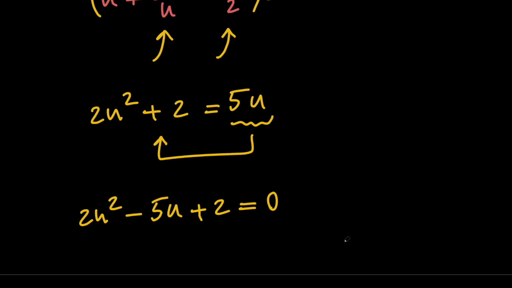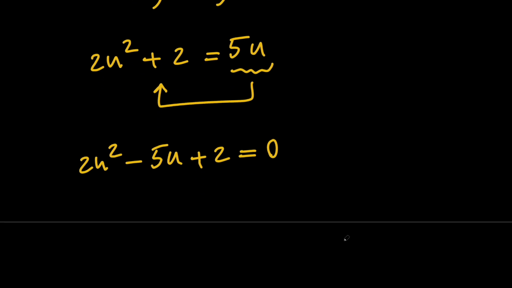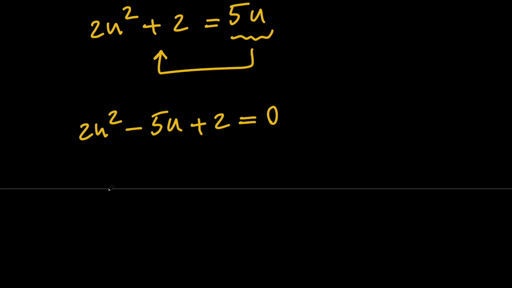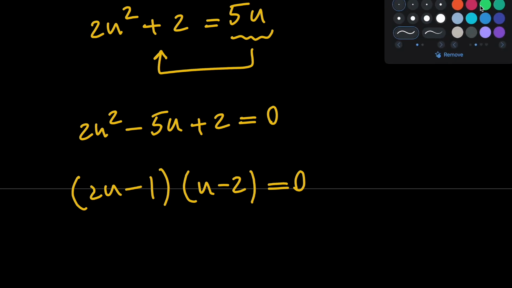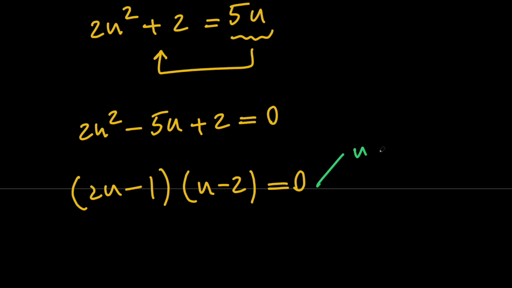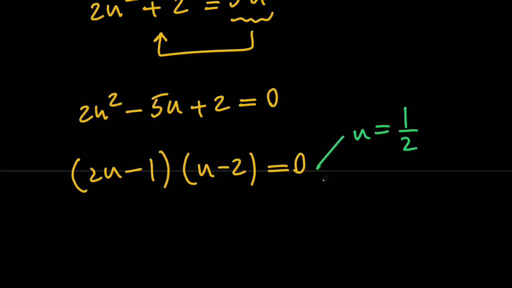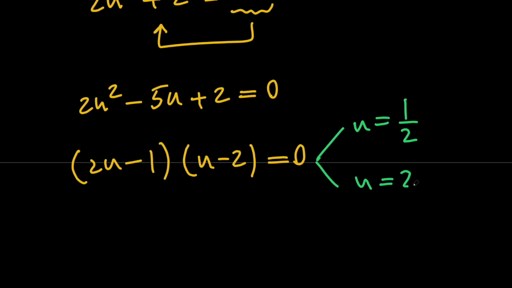Now at this point, we have several methods to solve this for u, but I'm going to use the factoring method, and I'm going to factor the left-hand side into 2u minus 1 times u minus 2. And since this is equal to 0, we have two cases: either u equals 1/2 or u equals 2. Great, so we have two cases for the value of u.